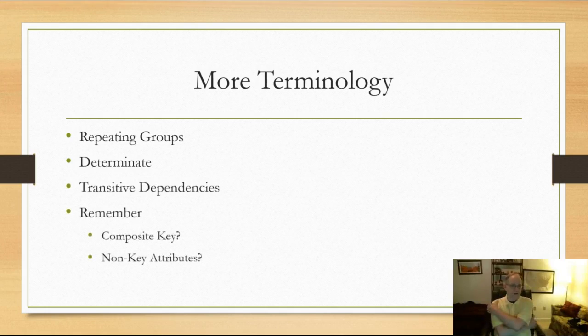Remember composite key. A composite key is a key that has more than one attribute in it. And a non-key attribute, remember that term from before? A non-key attribute is an attribute that is not part of the primary key.